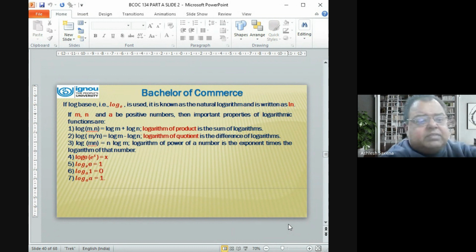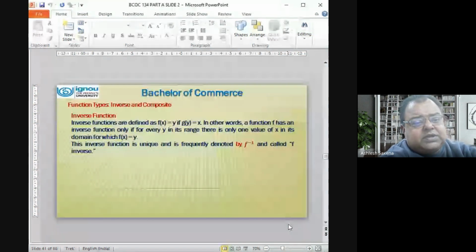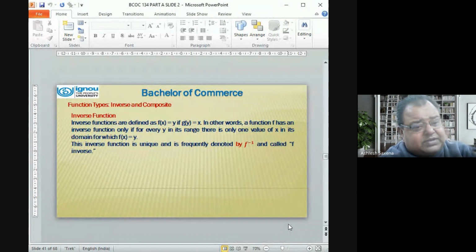Then comes your inverse function. Inverse functions are defined as f(x) is equal to y if g(y) is equal to x. Or in other words, a function f has an inverse only if for every y in its range there is only one value of x in its domain for which f(x) is equal to y.